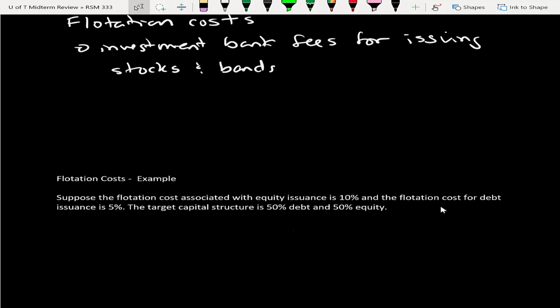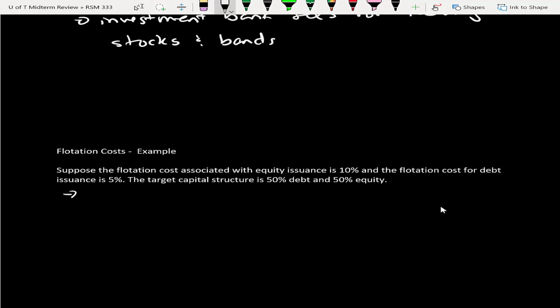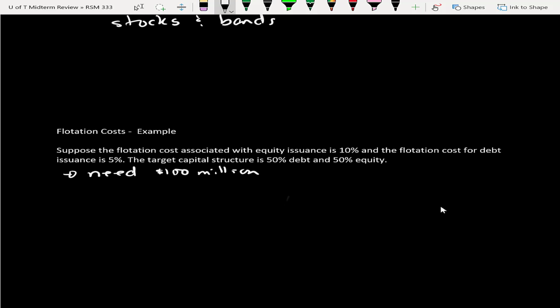And this is an example of a question that is saying, what is the amount of money that you'd need to raise for a project given this situation? They didn't say it in here, but let's suppose they need $100 million for a project. And the flotation costs you're going to have to pay are 10% for equity and 5% for debt, and the target structure is 50-50. So what you need to do is first figure out what's the average flotation cost.